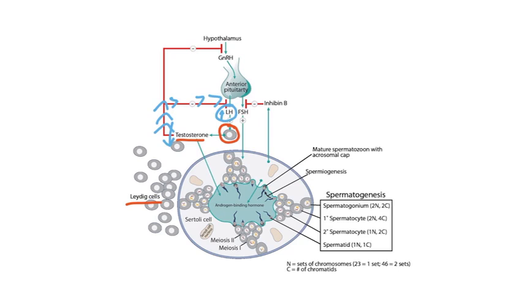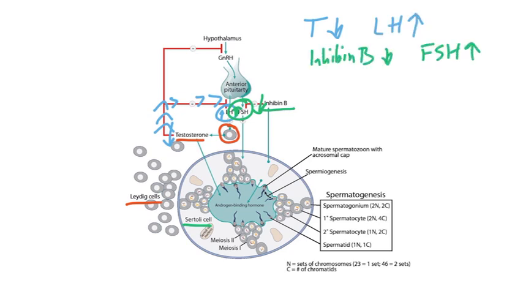Next, let's turn our attention over to the Sertoli cells. Sertoli cells release inhibin B, and inhibin B normally inhibits FSH. So dysfunctional Sertoli cells means decreased inhibin B, which means increased FSH. So once again, testosterone will be low, which means that LH will be high, and inhibin B will be low, so FSH will be high.